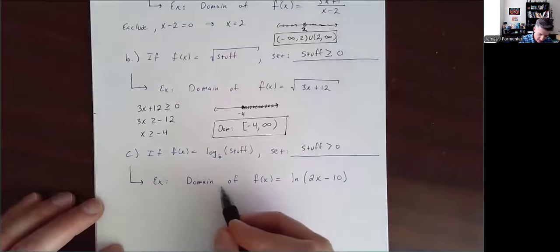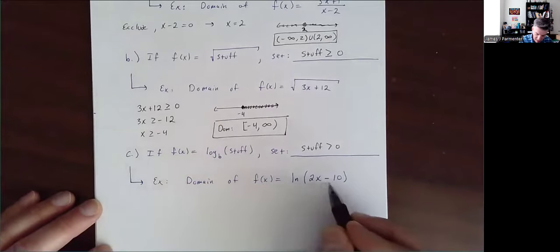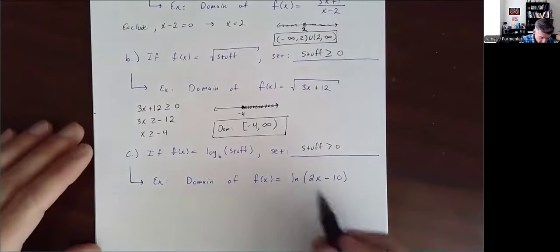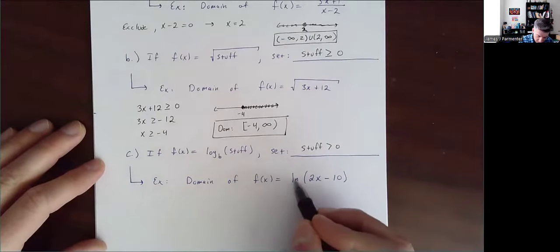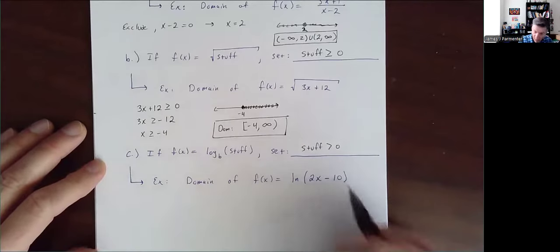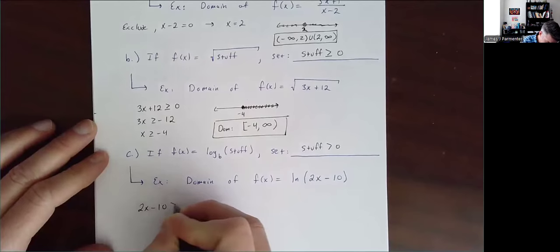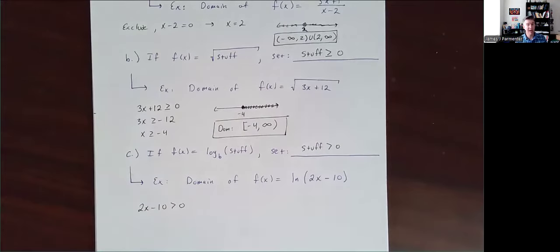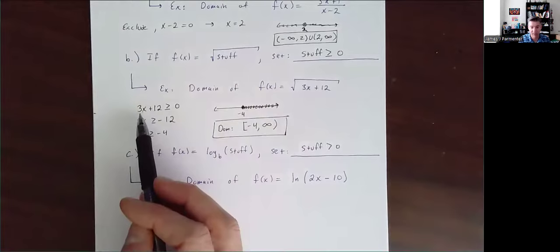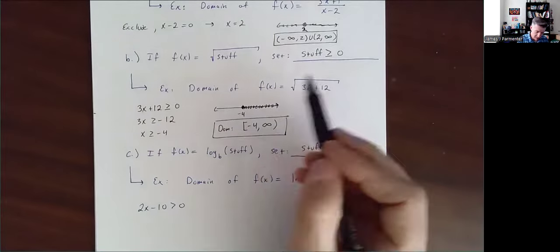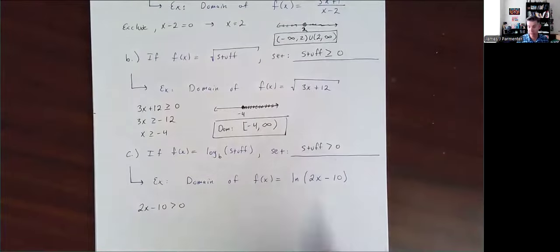If I was trying to find the domain of f of x equal to the natural log of 2x minus 10, it doesn't matter what the base is. The base could be e or 10 or 5 or 7 or whatever. But if we're trying to find the domain of some log, natural log in this case, of some argument, 2x minus 10, we're going to set the stuff, 2x minus 10, to be greater than 0. Notice I'm not setting the whole function to be greater than 0, right? I didn't write the natural log of 2x minus 10 is greater than 0. Just like up here, I didn't write the square root of 3x plus 12 is greater than or equal to 0. I'm just setting the inside part to be either bigger than or equal to 0 in this case, or strictly greater than 0 in this case.